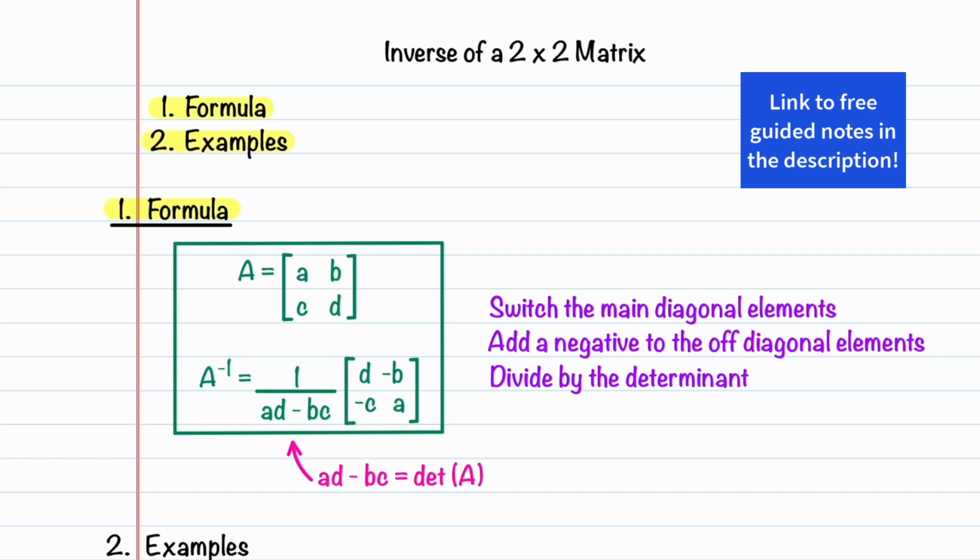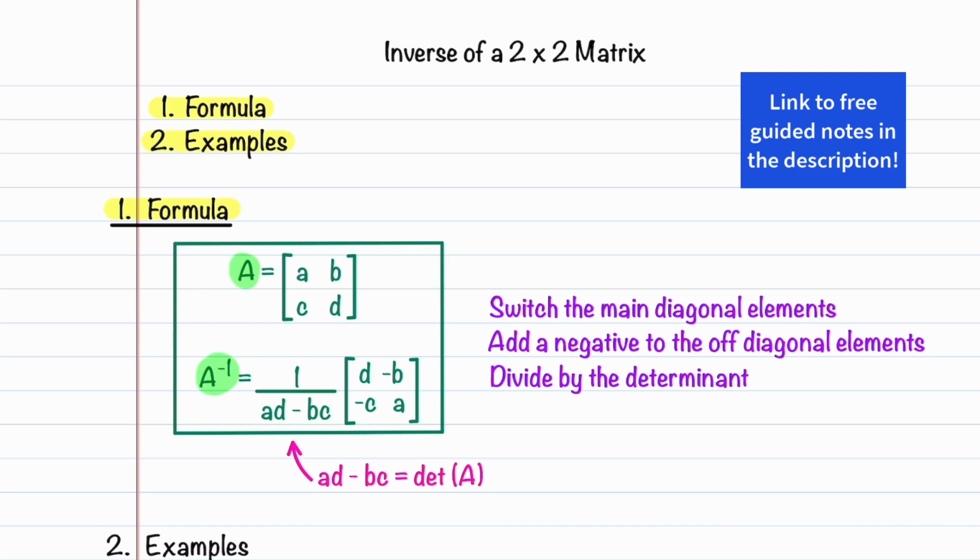I've written down a 2 by 2 matrix, and we're going to call it matrix A. The inverse of this matrix is denoted as A raised to the minus 1, but it's not 1 over A. It's just the symbol for A inverse. To find A inverse, you are going to do three things.